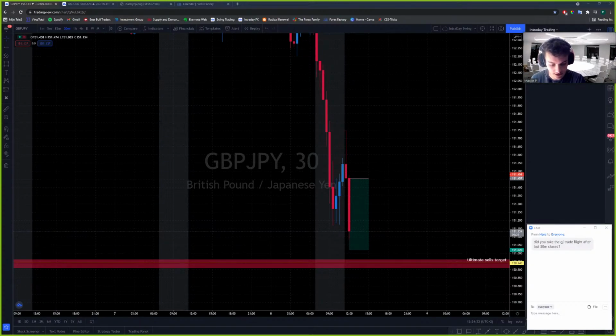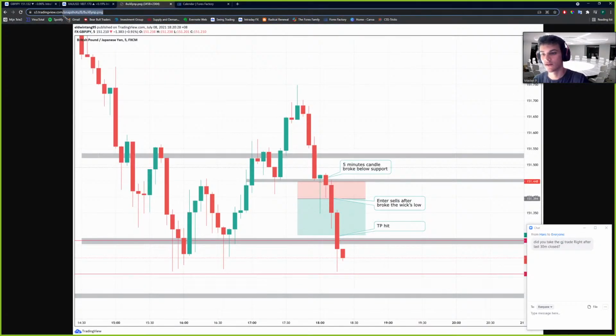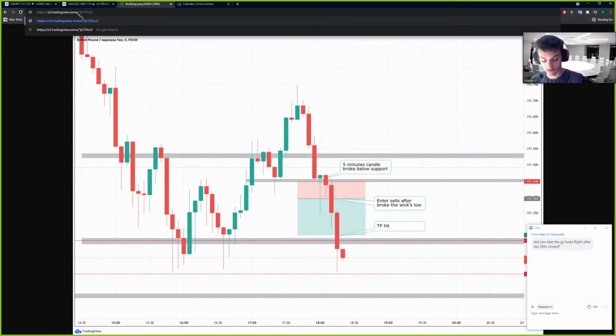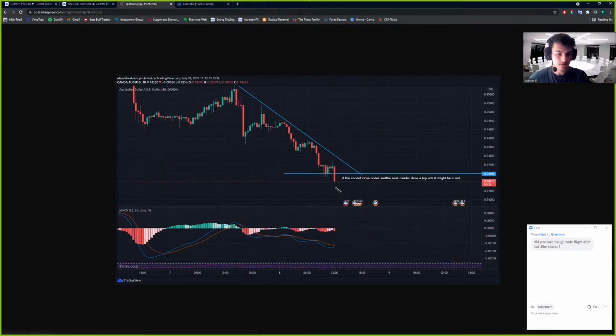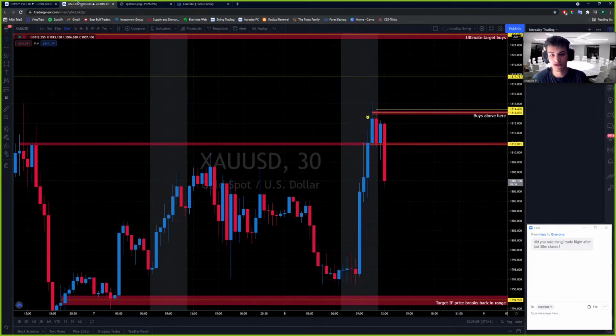Let's take a look at another chart. Oh, this is Australian dollar, US dollar. If candle closes under and the next candle shows a top wick, it might be a sell. Oh yeah, absolutely. That might be a very good sell. I don't know what's to the left-hand side, but this is a really, really good pattern. I think if it closes below here, with volume, it can definitely create lower lows. So I think that's a pretty good idea.